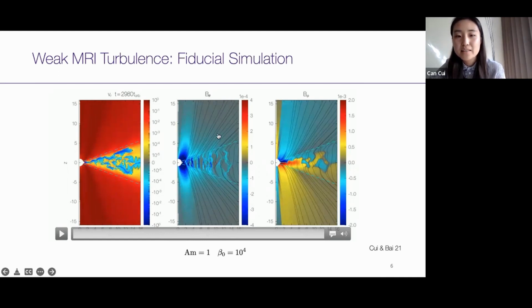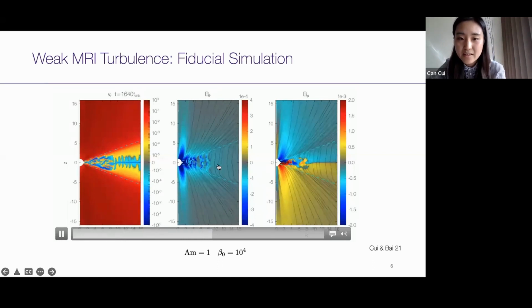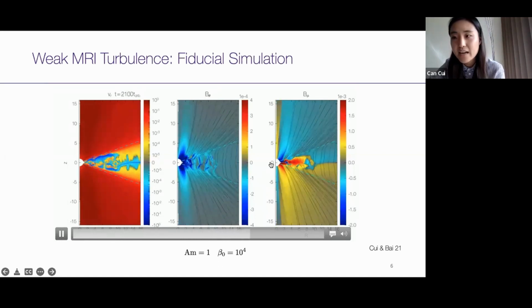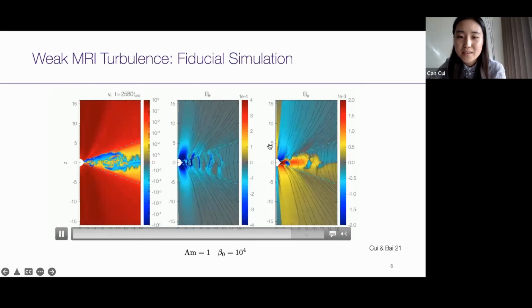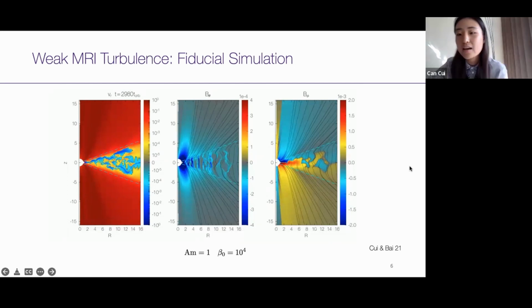If you look at the atmosphere, the gas is coupled with the magnetic fields, which means the magnetized winds are launching. In the main disk body, looking at the middle panel, you can see some magnetic flux. It is concentrated at different radii, which is a very interesting finding, and I will describe this magnetic flux concentration in detail.